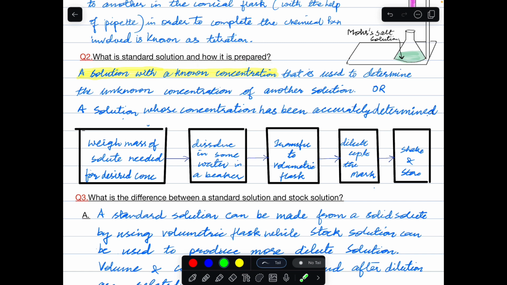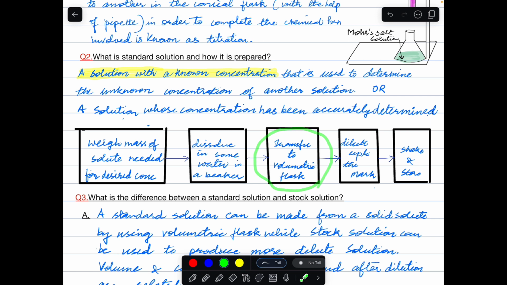Whatever concentration we need for any solution, we do the calculation and accordingly we weigh the mass of solute needed for the desired concentration. After this, when we have weighed with the physical balance accurately without any error, we dissolve the substance in a small amount of water in a beaker, and after shaking, once we have a clear solution, we transfer it to a volumetric flask.